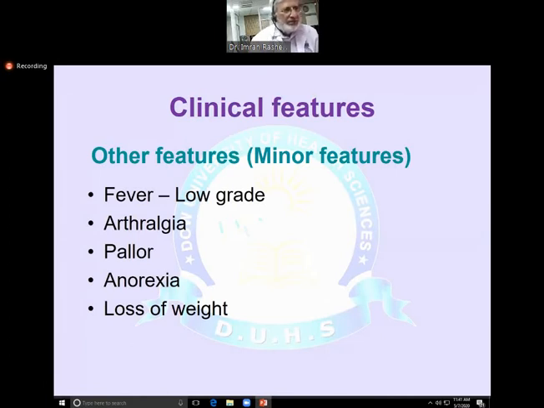So the minor features are fever, low-grade fever, arthralgia, pallor, meaning low HB, low hemoglobin, anorexia, meaning the appetite is decreased, and loss of weight. So these are the minor features of rheumatic fever. That is fever, low grade, arthralgia, pallor, anorexia, and loss of weight.